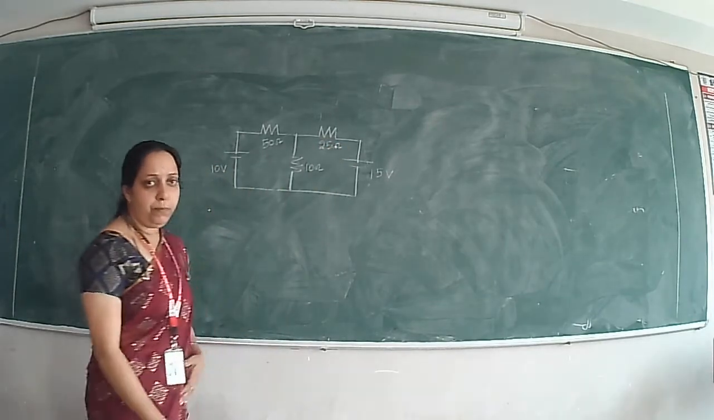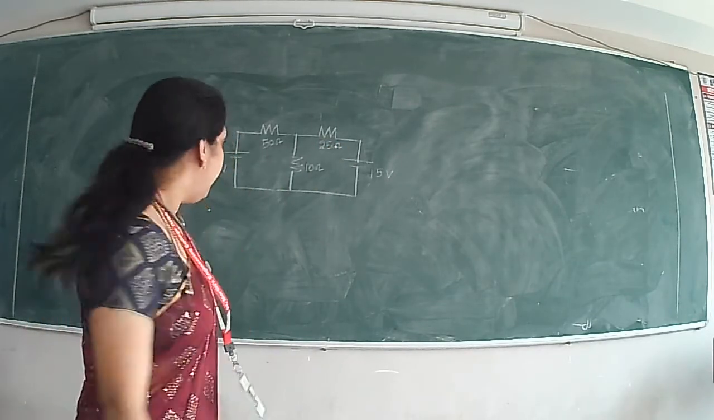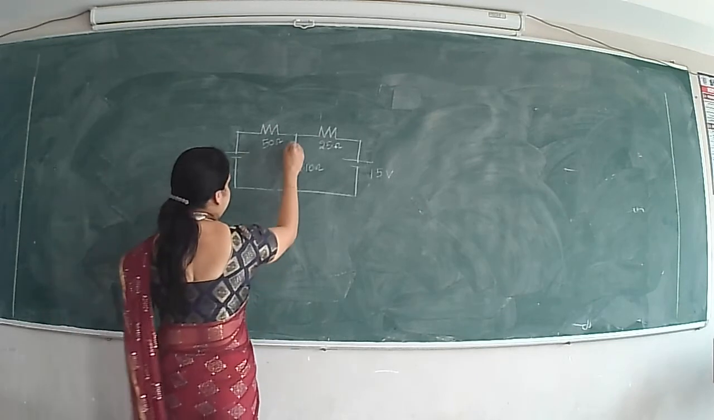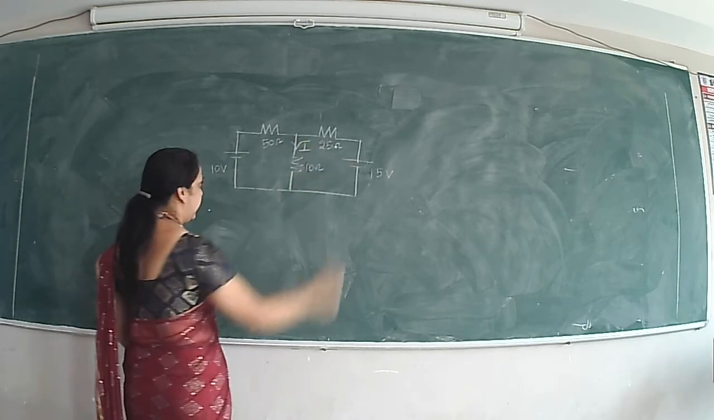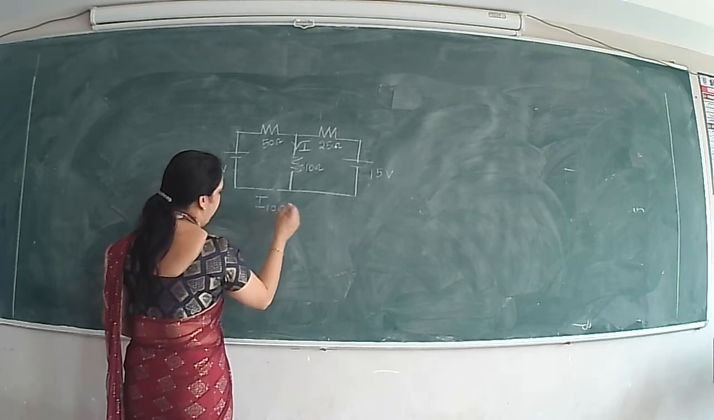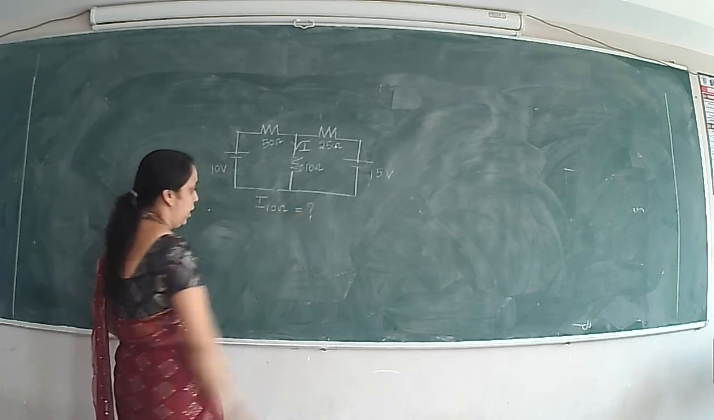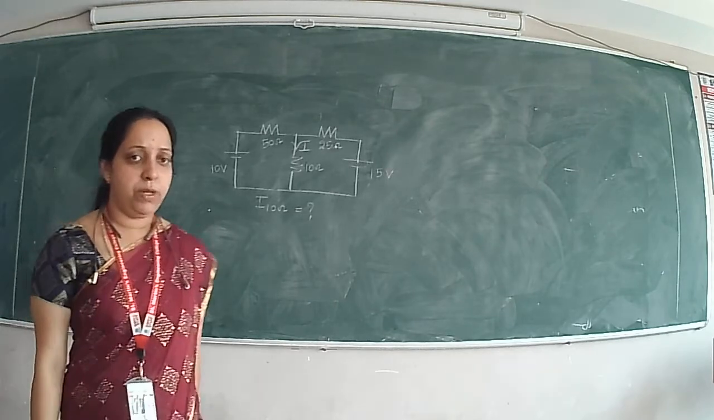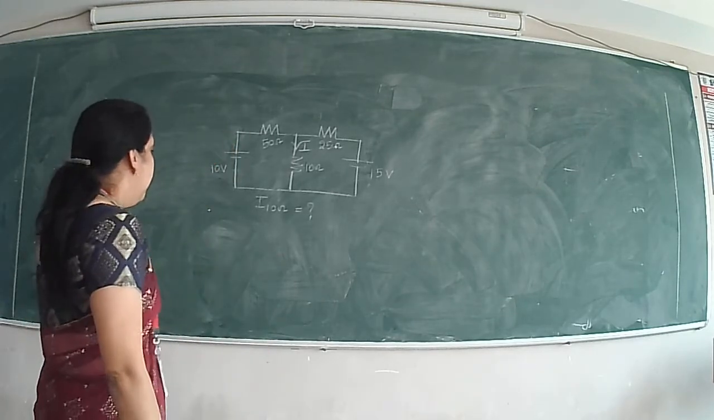By using the superposition theorem, we have to find out the current passing through the 10 ohm resistance. This is our question: find out the current through the 10 ohm resistance. How do we find this current by using the superposition theorem?